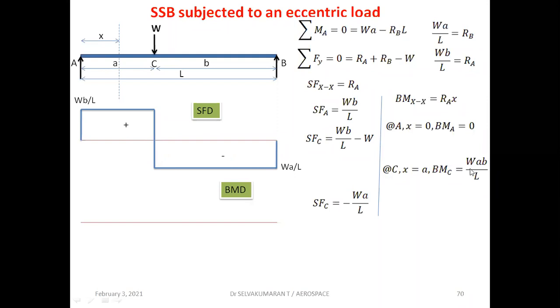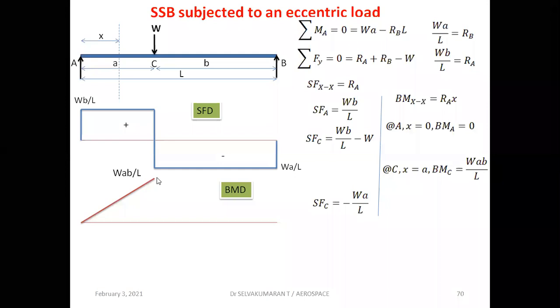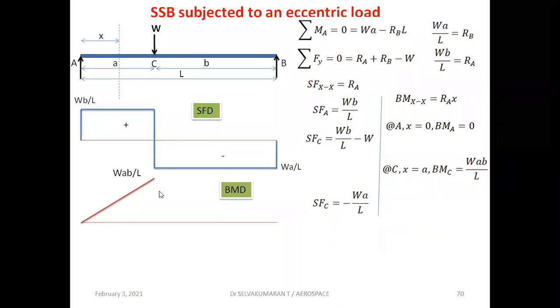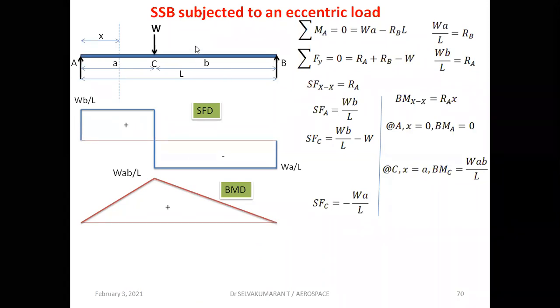So this is the maximum bending moment for a simply supported beam subjected to an eccentric point load. At A, bending moment is 0. At C, bending moment is Wab by L. The nature of the bending moment diagram is a triangle for a point load. We know that the bending moment is 0 at the simply supported end, so we can just connect it by a straight line from the maximum to point B, and this is a positive bending moment. So this is the bending moment diagram and this is the shear force diagram for a simply supported beam subjected to an eccentric point load.